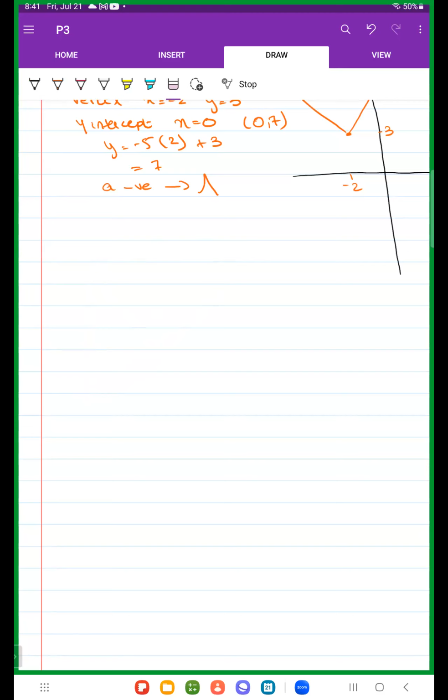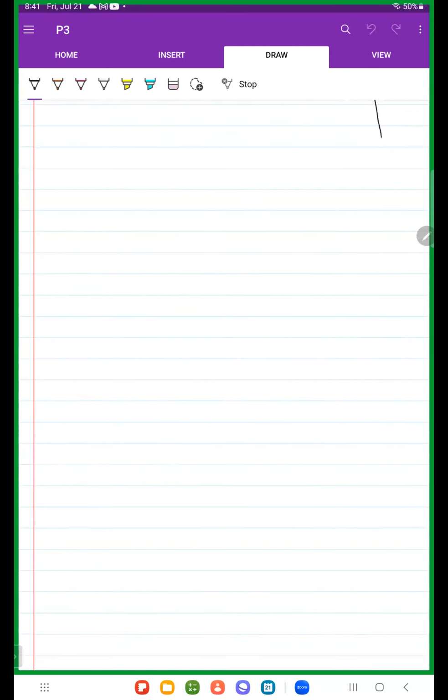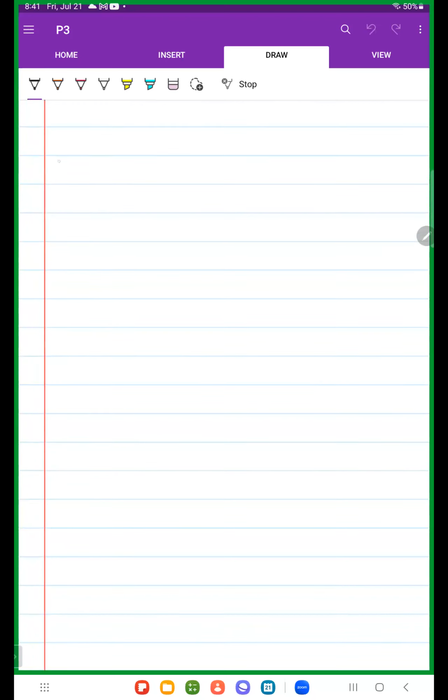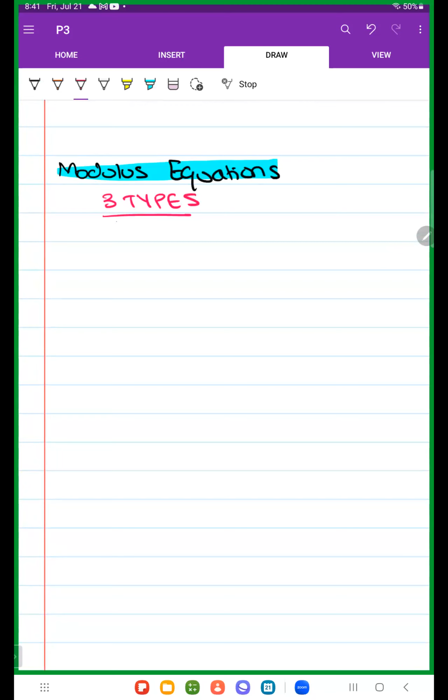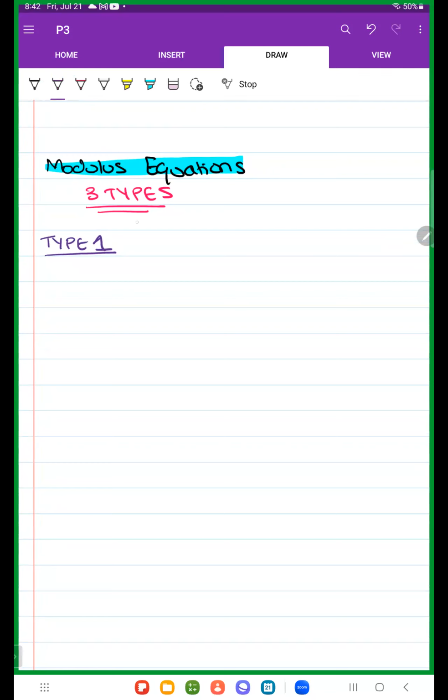Yes. Okay, let's talk about modulus equations. We'll do one type of equation today and the next we'll continue in the next class. Modulus equation. So we have three types of equations that you will have to solve. Let's look at the first type. So these are equations solving with the modulus on either side.